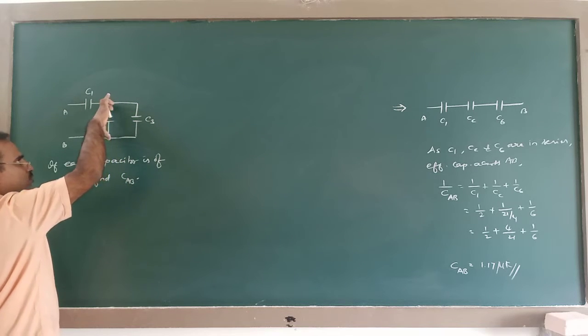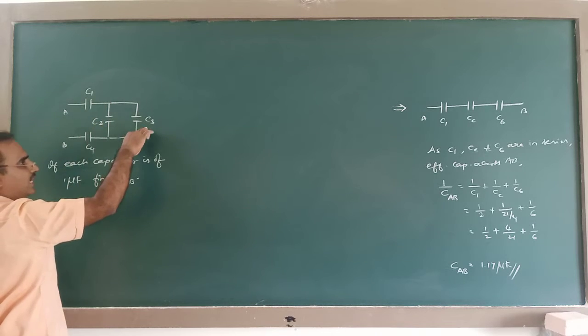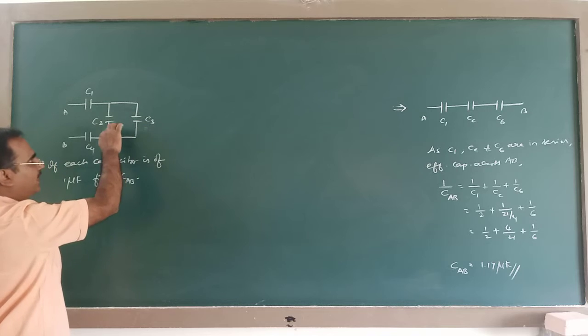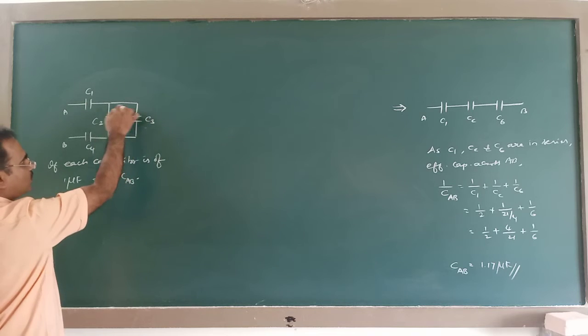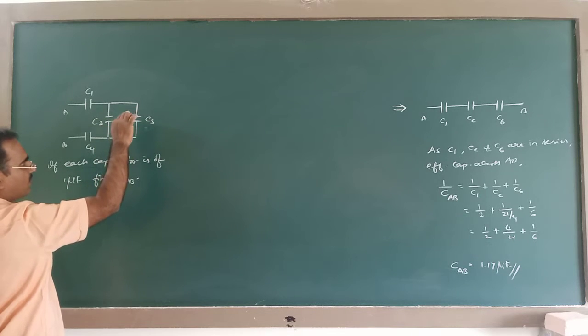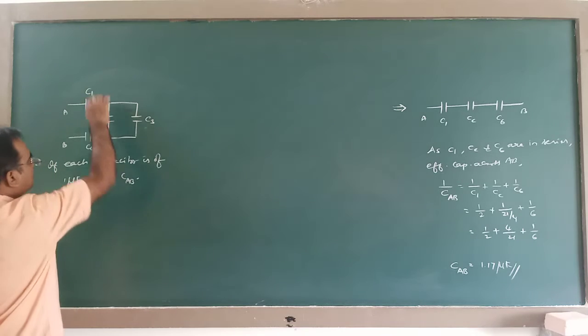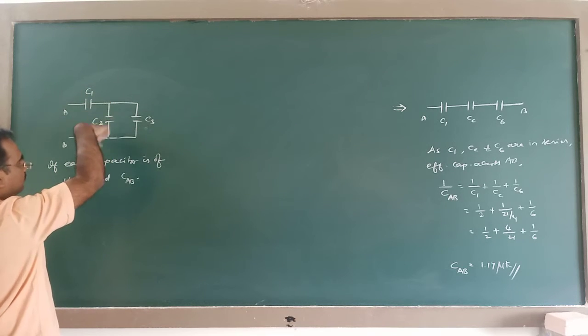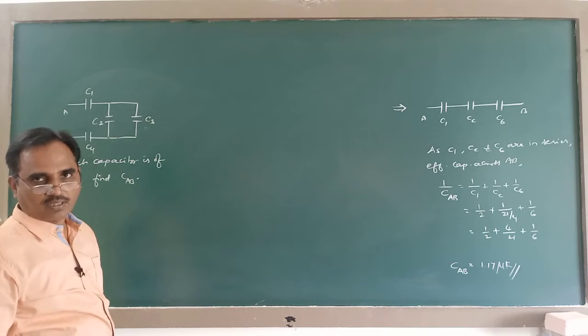And next, between these two junctions, are there any parallel capacitors? Yes, C2 and C3 are in parallel. So you find their effective capacitance, CA. That means these two capacitors can be replaced by a single capacitor of capacitance CA. Next, C1, CA, C4 become series. So you find the effective capacitance like that.